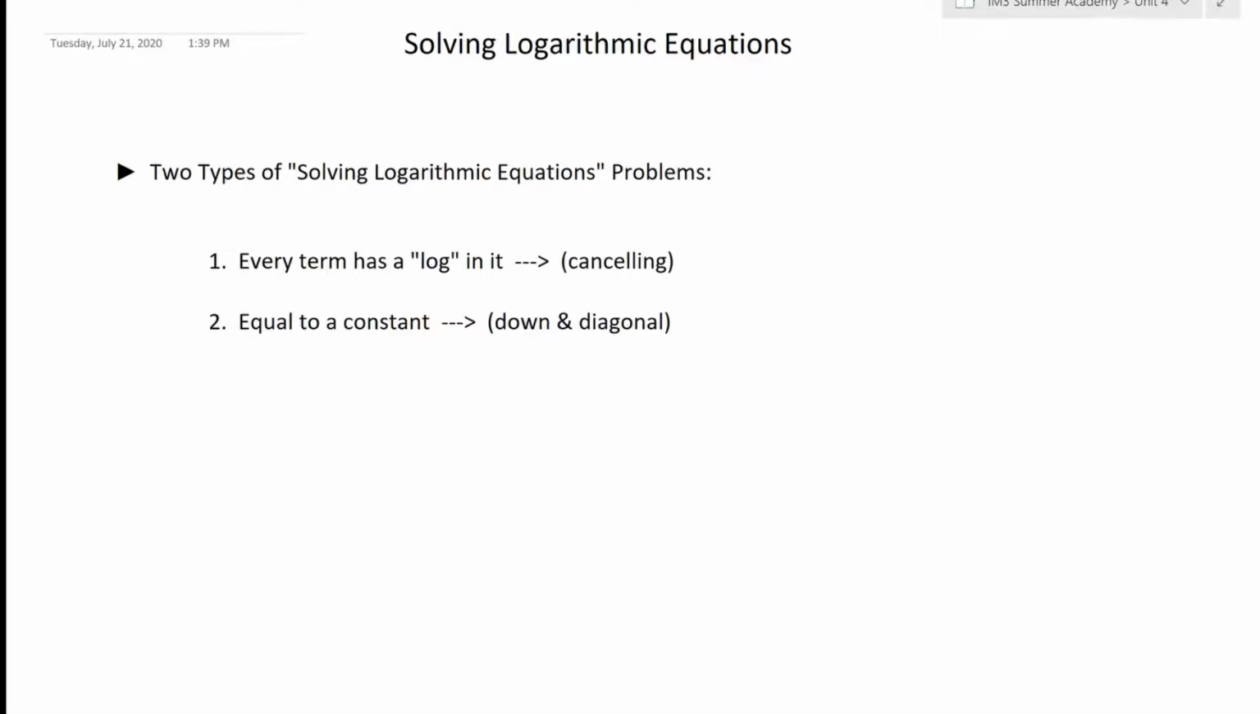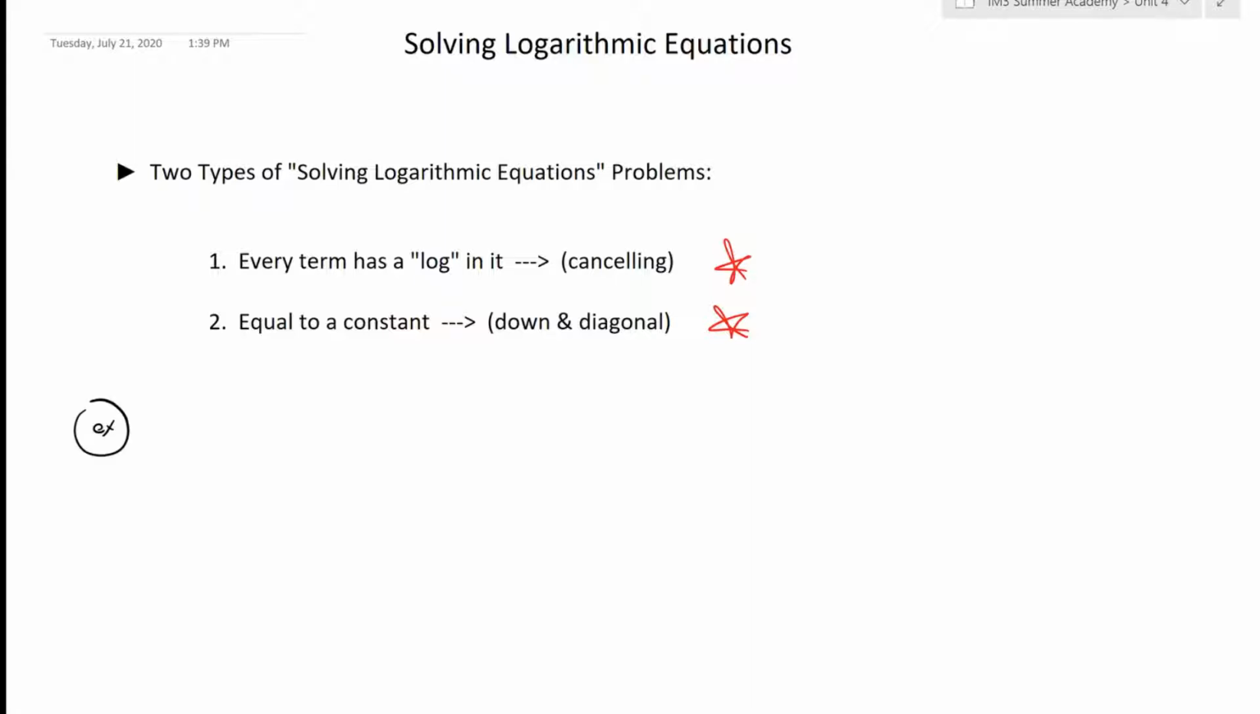When it comes to solving logarithmic equations, there are two different and distinct types of problems we're going to see. The first one is if every term in the problem has a log in it, and we're going to use canceling when it comes to that. If not every term has a log in it in the equation, and it's equal to a constant number, we're going to use down and diagonal. All right, we'll see what that means coming up.